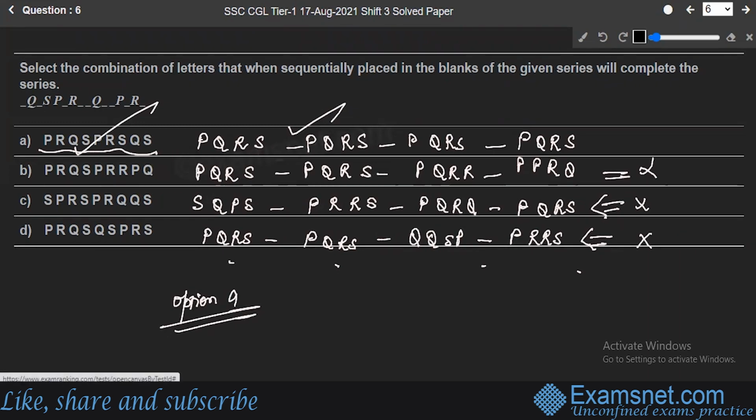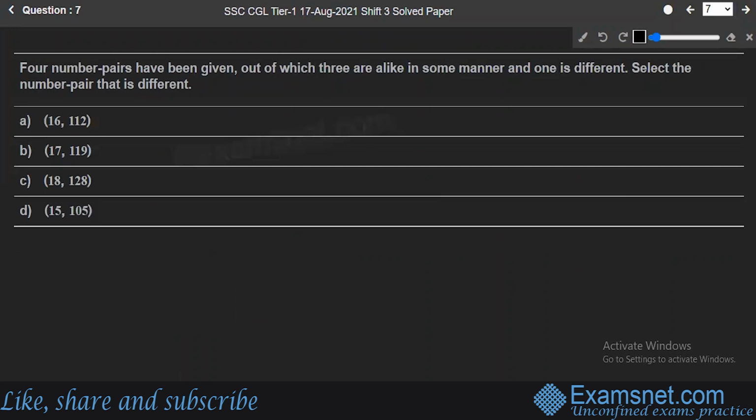Let's move to the next question, number 7. Four number pairs have been given, out of which three are alike in some manner and one is different. You have to pick up the one which is different. First of all, you need to get the logic of this question. The logic over here is that the ratio of the first number to the second number is 1 upon 7. This is the ratio. So, let's check with option 1.